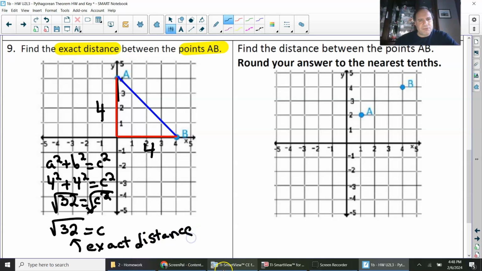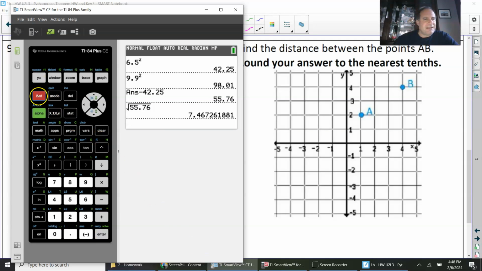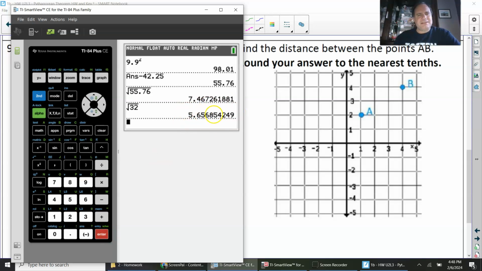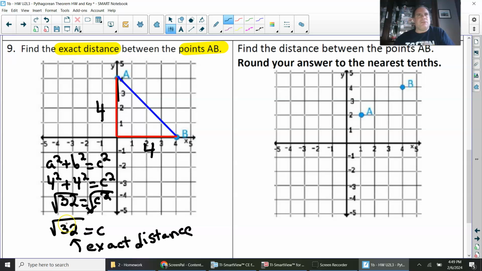Because I know that the square root of 32 is not a perfect square, I'm going to enter it. You see this number, 5.656854249? It only stops because the calculator is running out of space. So it's never going to be an exact distance. So when they say exact distance, you leave it as a radical. And a radical, I say, this is the square root.